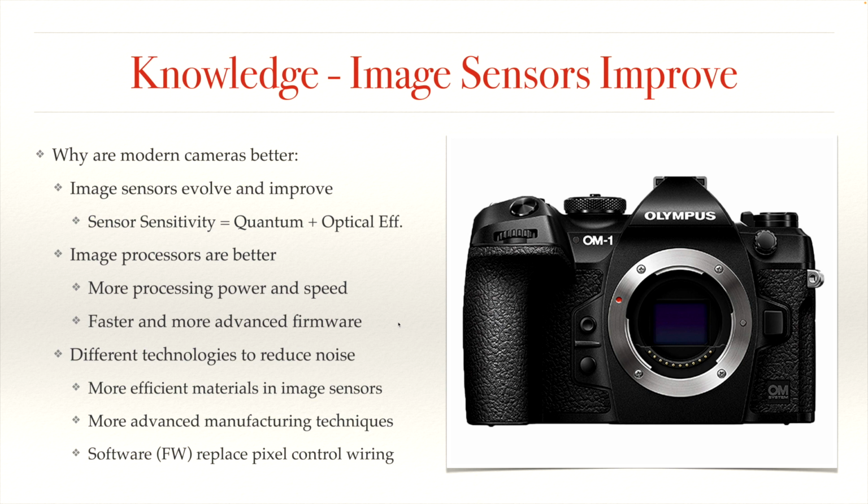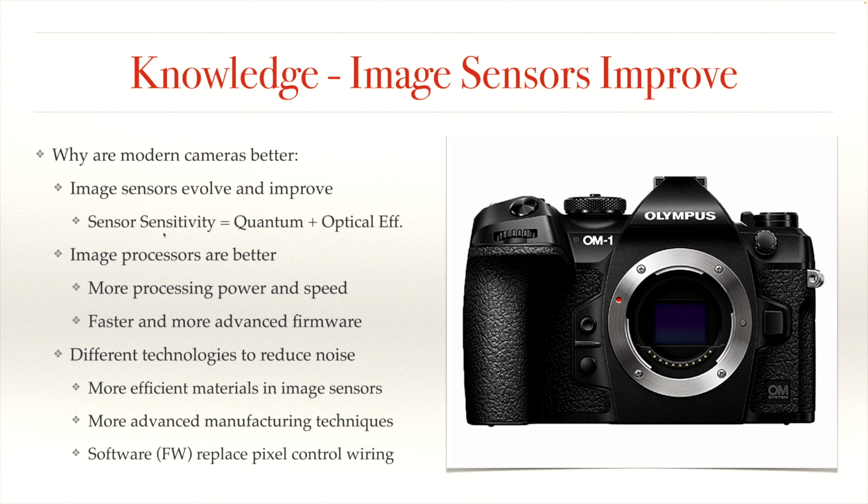If you take the original EM1 and compare it with the EM1.3 or now the OM1, you can clearly see that the image quality coming off the sensor improved. It's in most cases less noisy than the previous models. So image sensors do evolve, they do get better, and the reason is simple.